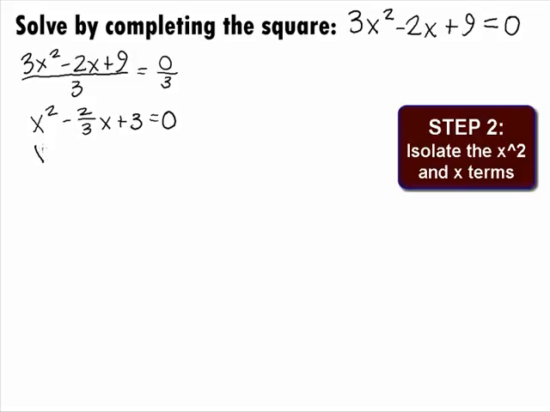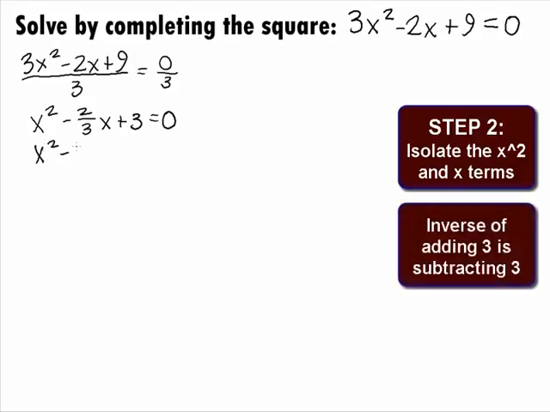In step 2, we want to isolate the x squared and x terms. We have to do a little work here. We need to move that plus 3. The inverse would be to subtract 3 from both sides. When we do this, we get x squared minus 2/3 x plus 3 minus 3 equals 0 minus 3. When we simplify that, we'll get x squared minus 2/3 x equals negative 3.